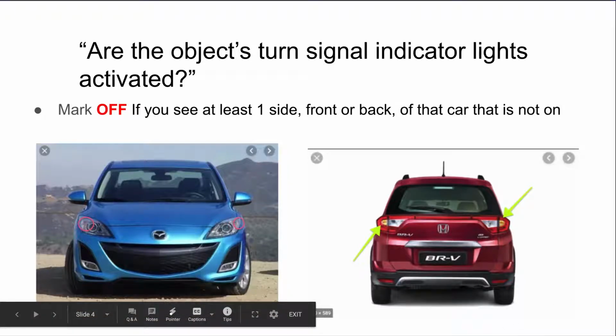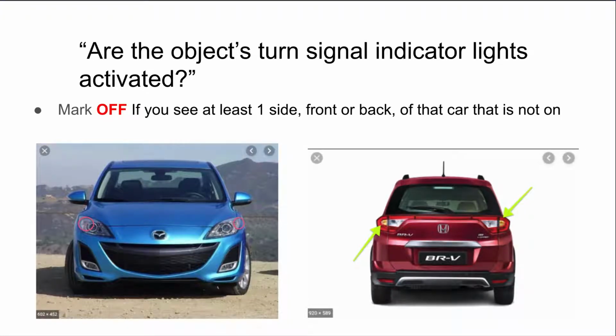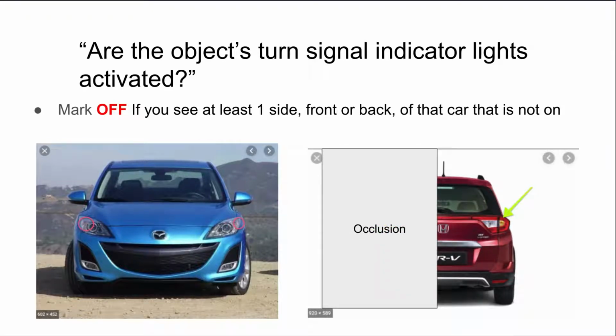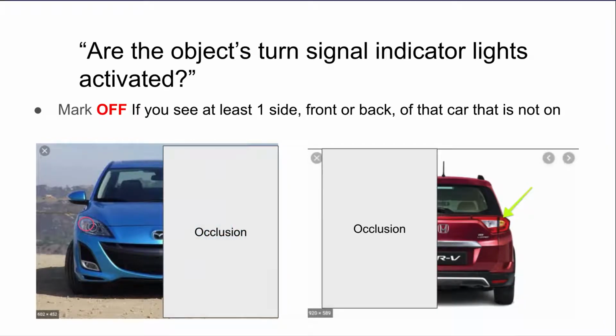So right now we're looking at the headlights and the tail lights of two different cars. Whether we see one side that has indicator lights off, or we only see one side of the car and its indicator lights are off, then we will select off. Even due to occlusion, if we only see this car's right side and it's off, then in both of these cases, for each car, we'll consider the turn signal lights off.